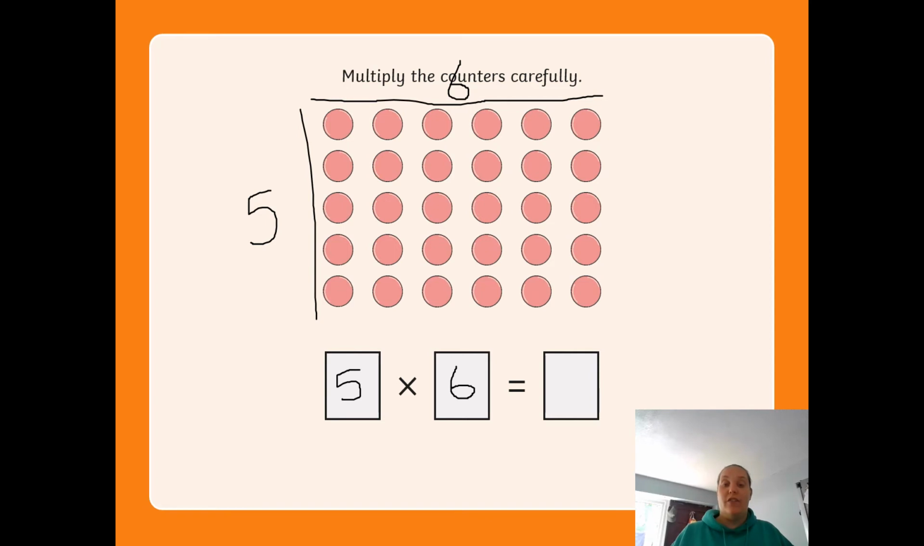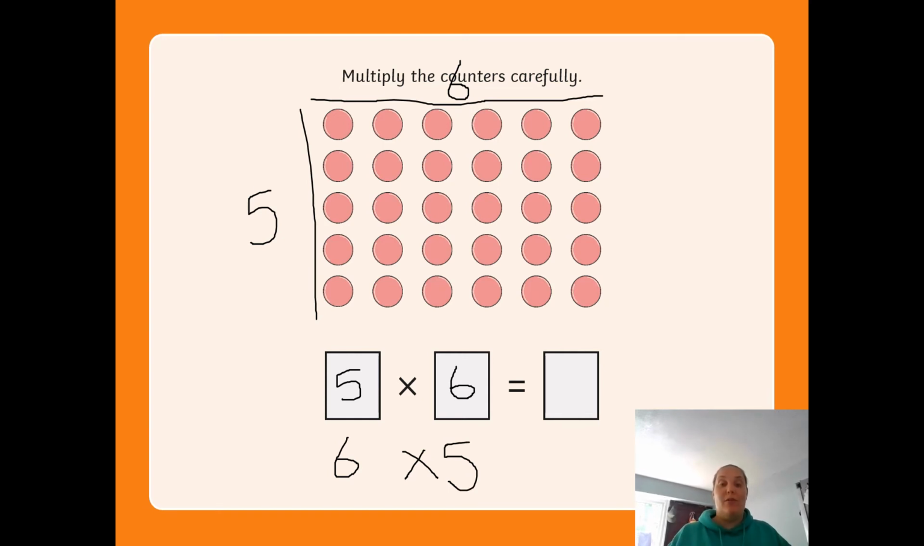Now I've got a question for you just before we move on. What would happen if I put the number 6 in this side and the number 5 in that side? Does anybody know? Can you tell a grown-up at home? Would it make a difference if I was to mix those two numbers up? If you said to your grown-up at home, no, it wouldn't, you'd be absolutely right, because it's commutative, so we can swap it around.